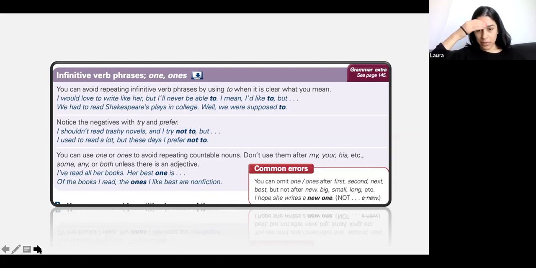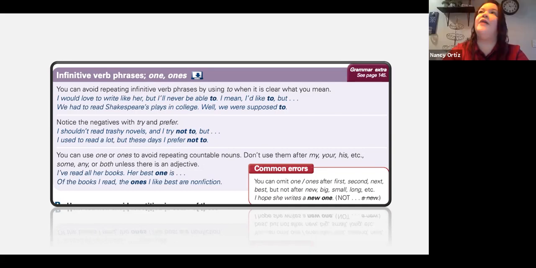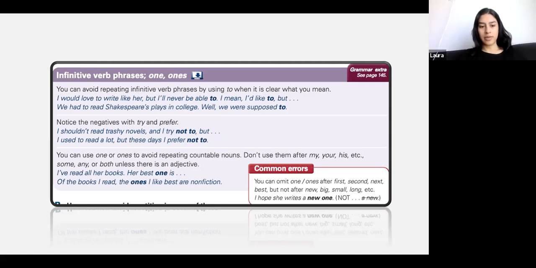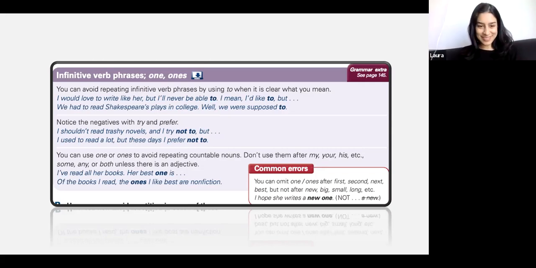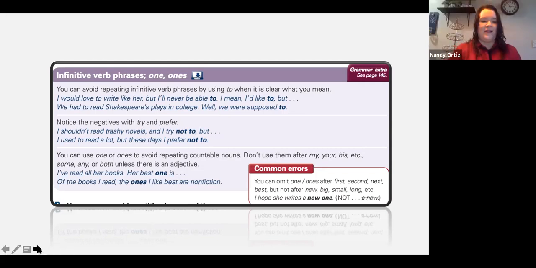I have one. My question is about what we call the group of reduced expressions that we use to sound natural, like "gonna." How do we call that group of expressions? That is something we call connected speech. It's like small sounds you create when you connect one word to another. It's called connected speech. Okay, you're welcome. Excellent. So let's continue.